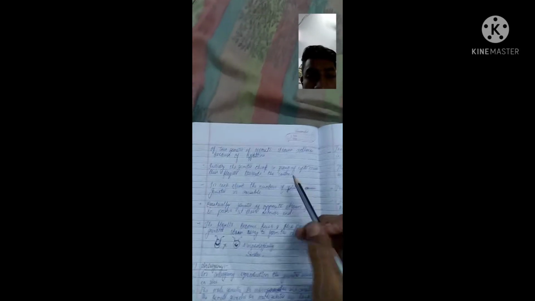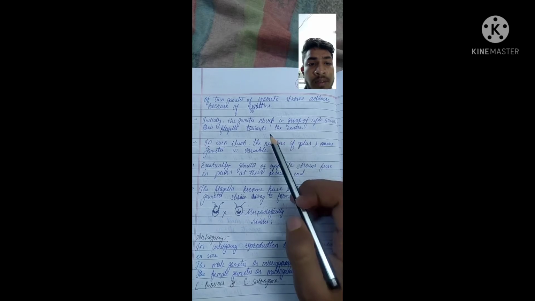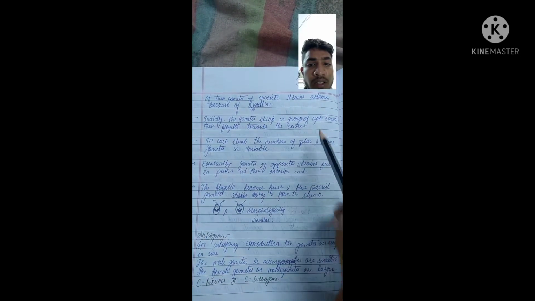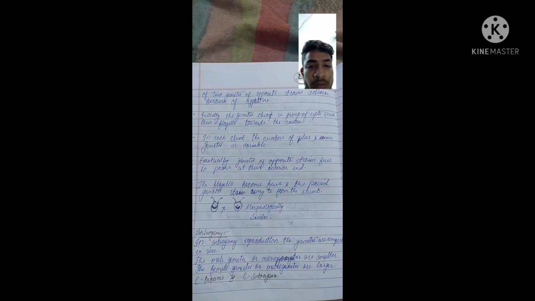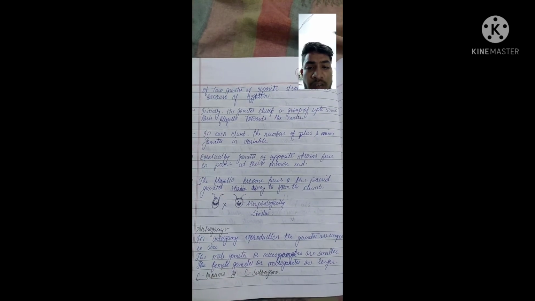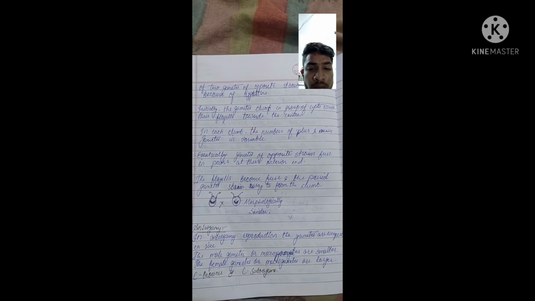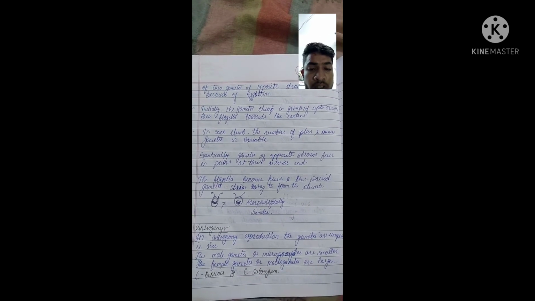adherence occurs because of the agglutinin. Initially the gametes clump in groups of about 50 with flagella toward the center. In each clump the number of plus or minus gametes is variable. Eventually gametes of opposite strains fuse in pairs at the anterior end. The flagella become fused, and the paired gametes move away from the clump. Morphologically similar, so it is called isogamy.